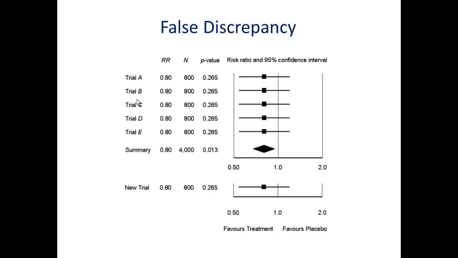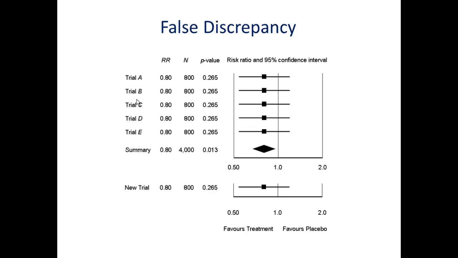So let's take the situation over here. We have 5 studies that were included in the meta-analysis. Every one of them has a risk ratio of 0.80. And then that was the meta-analysis. And then afterwards, there was this new clinical trial which was done, which has a risk ratio also of 0.80. So all of them have exactly the same effect size.